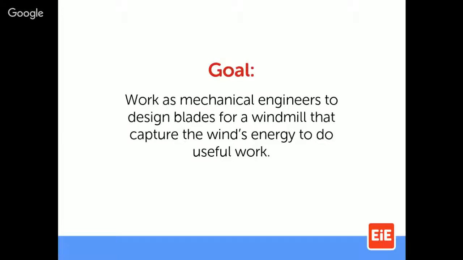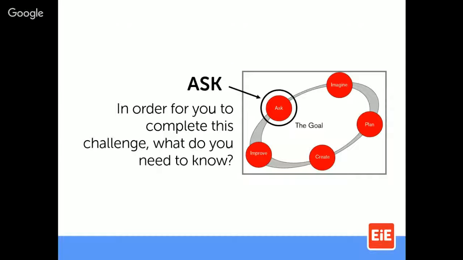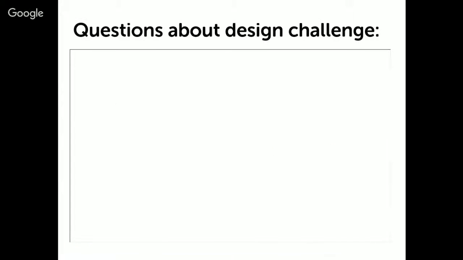So the goal for participants and for students is to work as mechanical engineers to design blades for a windmill that capture the wind's energy to do useful work. This is where we begin the ask step of the engineering design process and have participants brainstorm a list of questions about that goal. You can give them some thinking time in their groups first and then ask them to share any questions they have and record these on a chart, or just shout them out as they come, whichever you prefer.